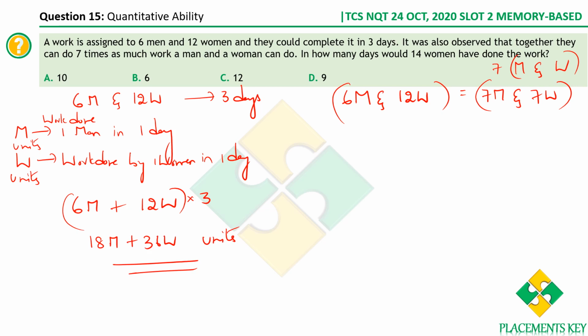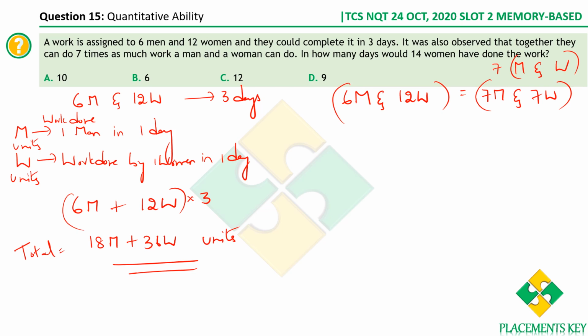Now let's try to equalize it. Now we have found out the total work. I hope this is clear. Total work is the work done by 6 men and 12 women in 3 days. That's what we have figured out. Now what did they say? We are given one more condition: 6 men and 12 women's work is equal to 7 men and 7 women's work.